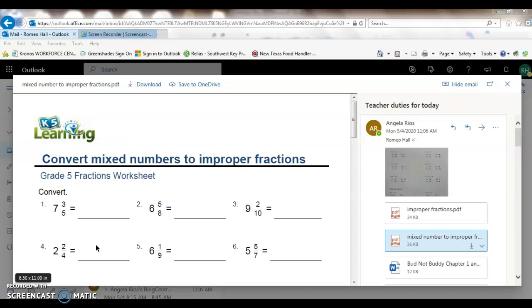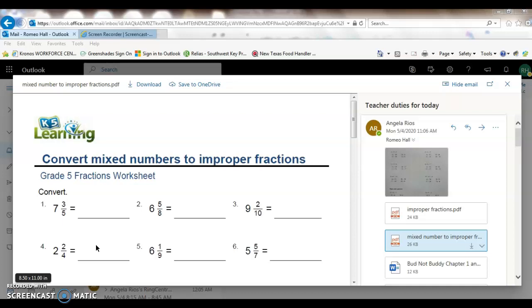Today we'll be converting mixed numbers into improper fractions, so please write that on the top of your page. Convert mixed numbers to improper fractions, and then please, of course, write your name. Starting with the first one, let's go ahead.